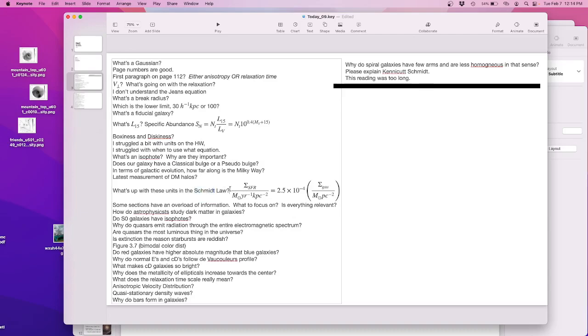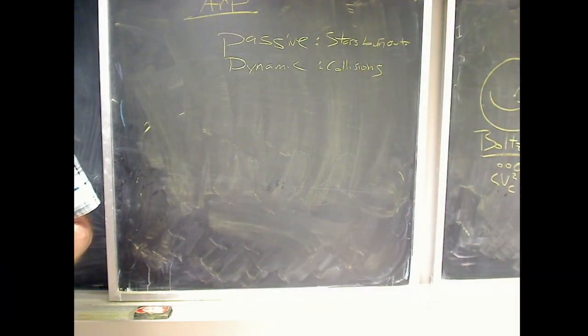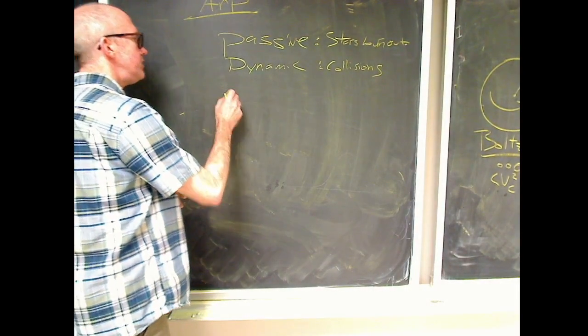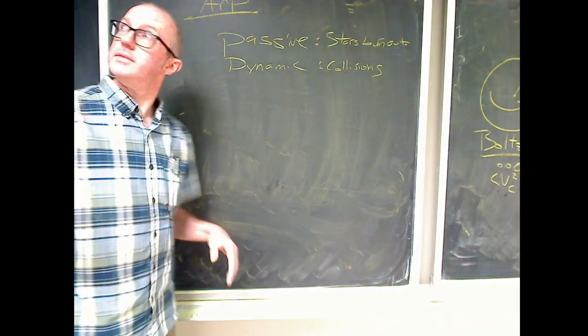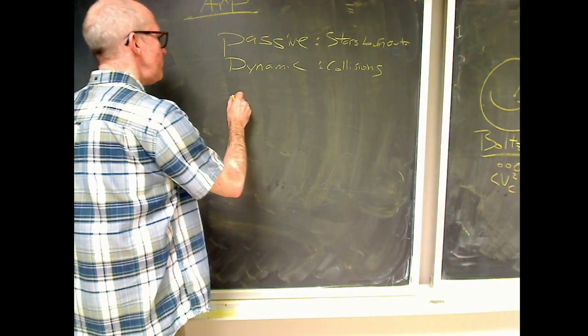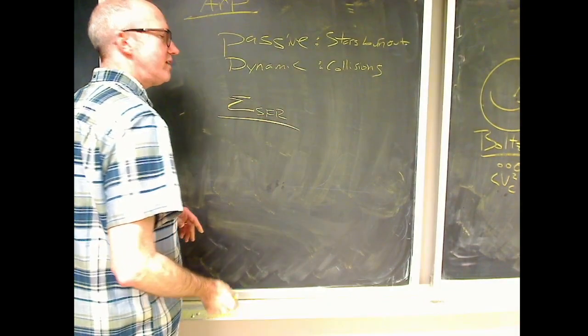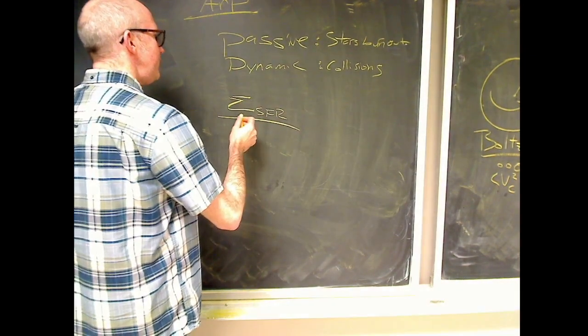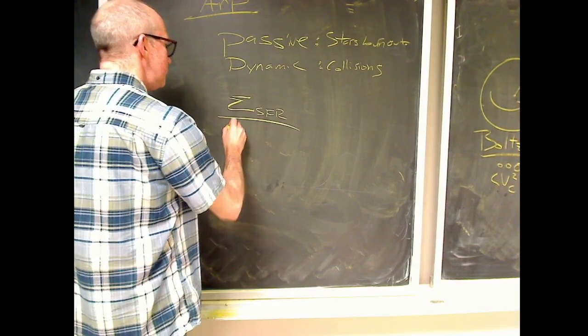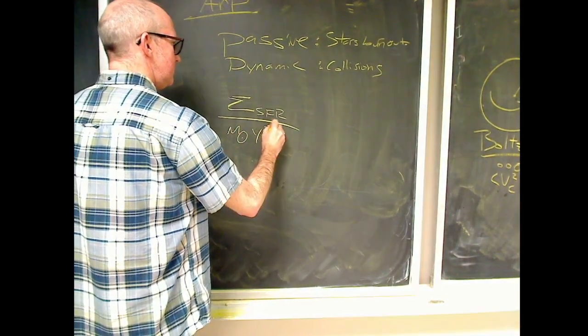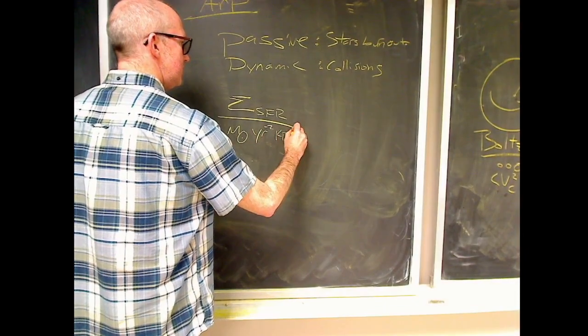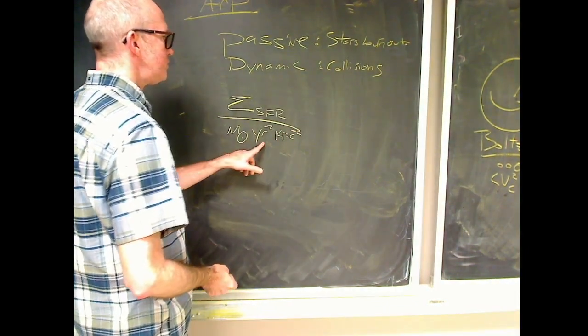What's up with the units in the Schmidt law? I'll talk about the Schmidt law in detail when I talk about star formation next week. But let's talk about it for a second. The surface star formation rate, and then he's got all this stuff in the bottom: solar masses per year per kiloparsec.